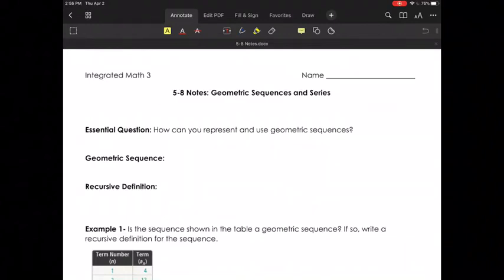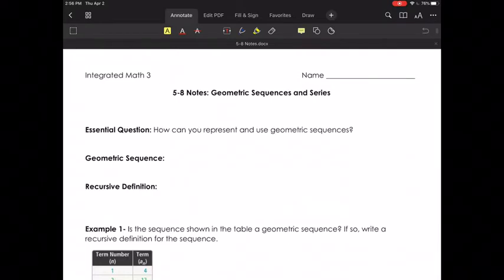Alright, so the last section of topic 5 is over something called geometric sequences and series. You guys actually started learning about sequences last semester. You did arithmetic sequences. And this one's just a little bit different because now we're going to involve some exponents, which is what you learned about at the beginning of this topic. This is the last section.